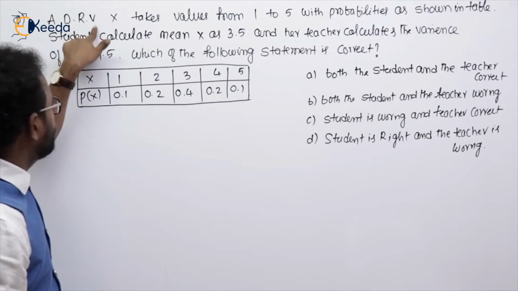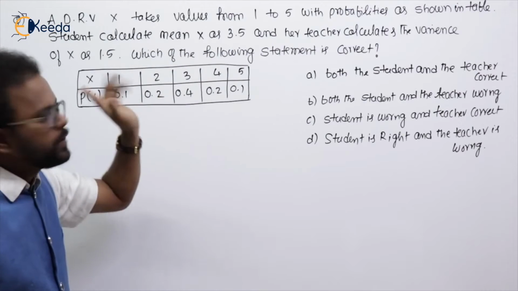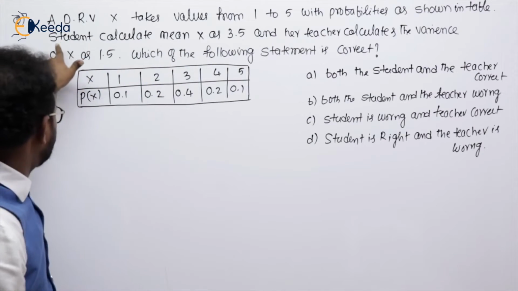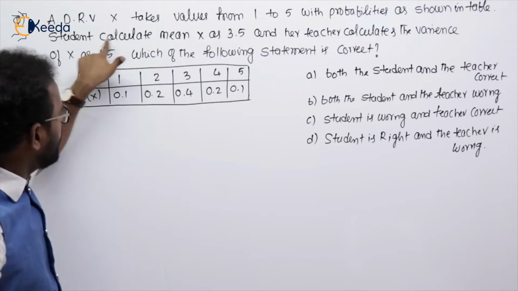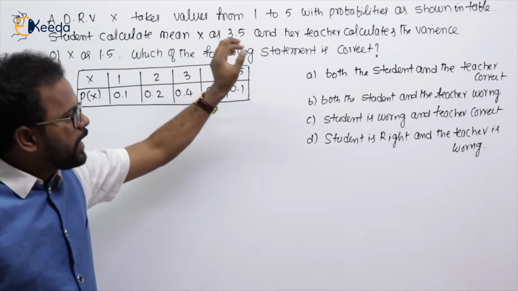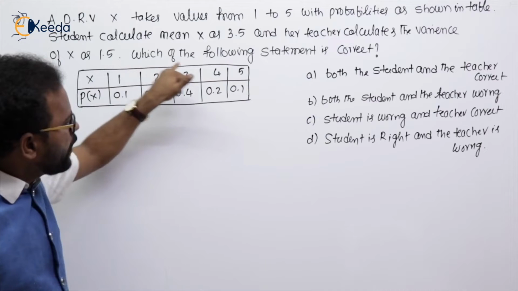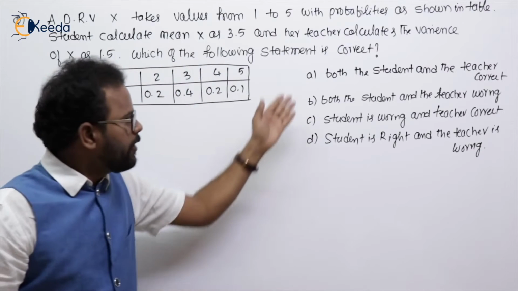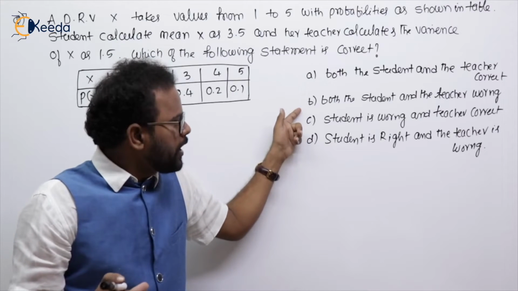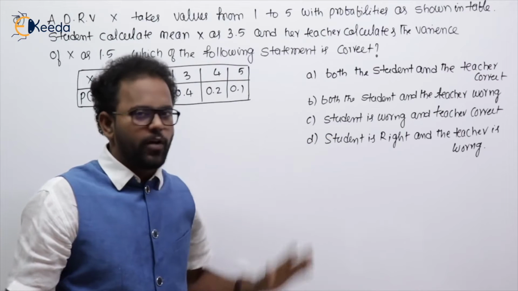A discrete random variable X takes values from 1 to 5 with probabilities as shown in the table. The student calculates the mean of X as 3.5 and the teacher calculates the variance of X as 1.5. Which of the following statements is correct? He gave 4 options. Both the student and the teacher are correct. Both are wrong. Student wrong, teacher correct. And student right, teacher wrong.